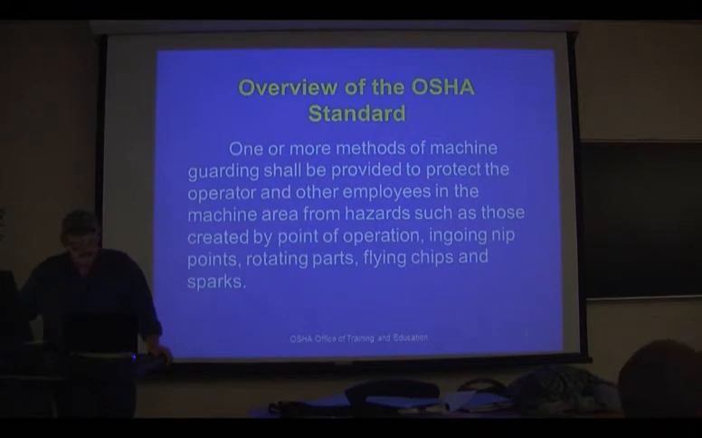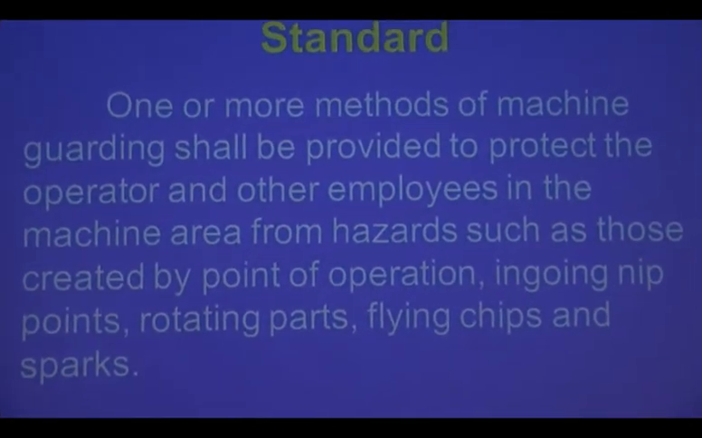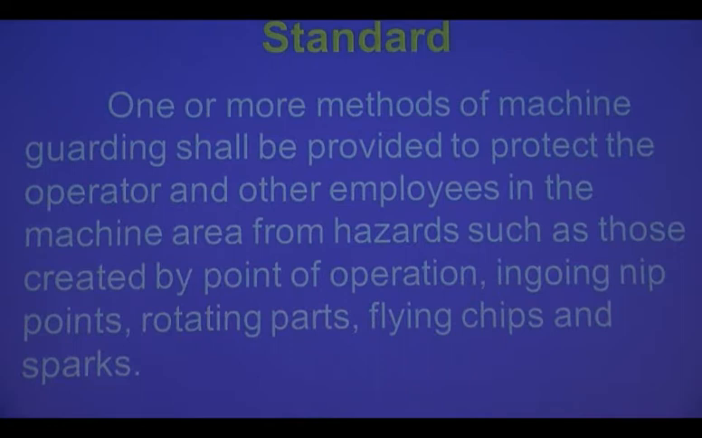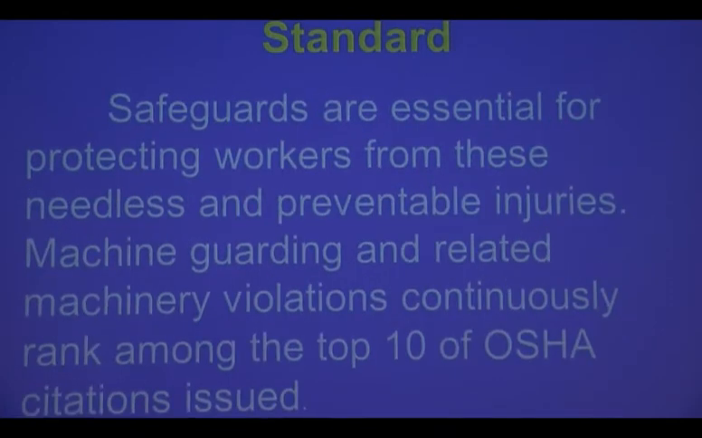One or more methods of machine guarding shall be provided to protect the operator and other employees in the machine area from hazards such as those created by point of operation, ingoing nip points, rotating parts, flying chips, and sparks. We'll talk about those. Moving machine parts have potential for causing severe workplace injuries such as crushed fingers, hands, amputations, burns, and blindness. Presses are what's kind of being hit lately. A lot of mechanical presses were having problems with injuries. The safeguards for machine guarding are essential for protecting workers from these needless and preventable injuries.